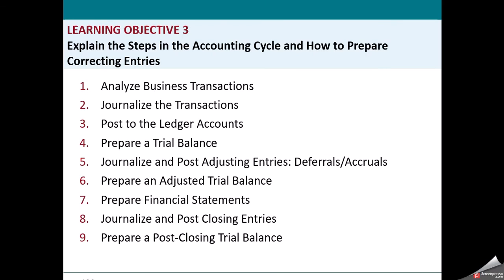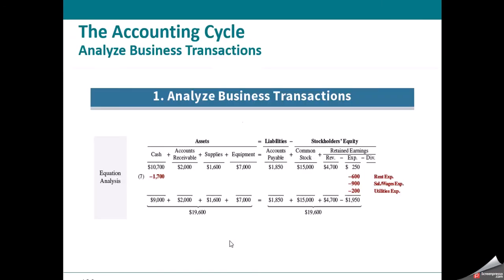So here we have the various different steps that we go through the whole accounting cycle. So again, analyzing our business transactions, making journal entries, posting them to the general ledger, preparing a trial balance, then journalizing any of the adjusting entries, preparing that adjusted trial balance, preparing our financial statements, then our post-closing entries, and our post-closing trial balance. So that's our full transaction.